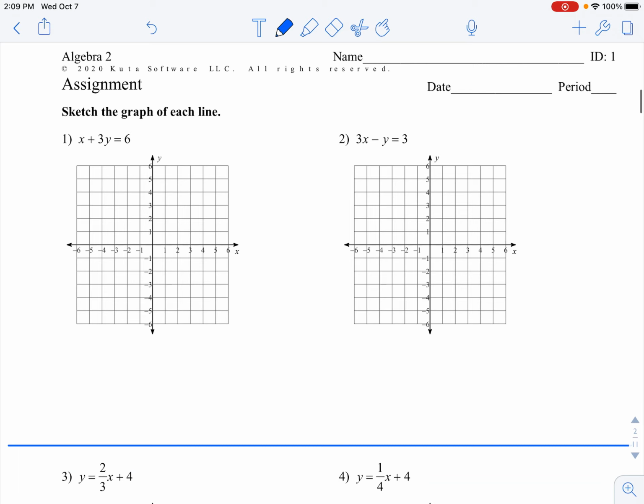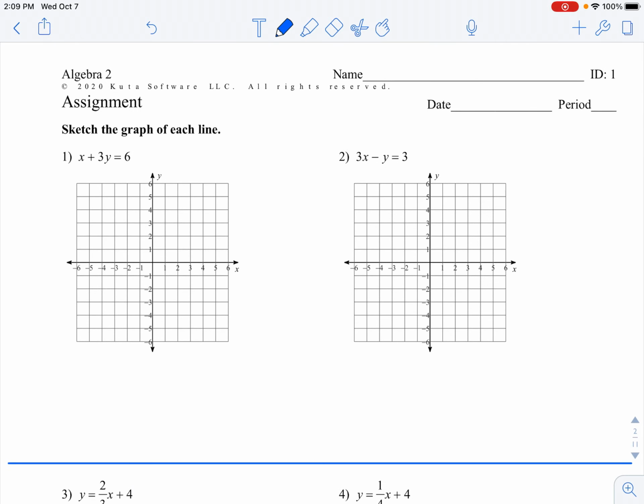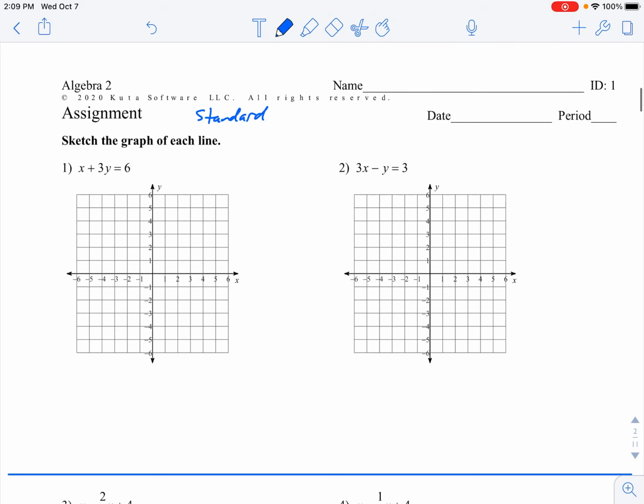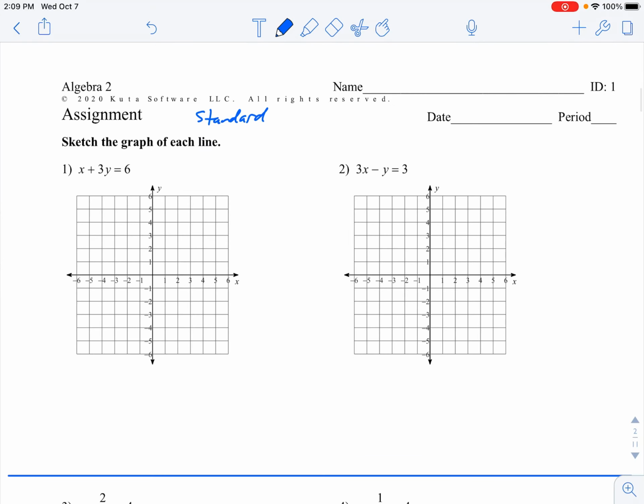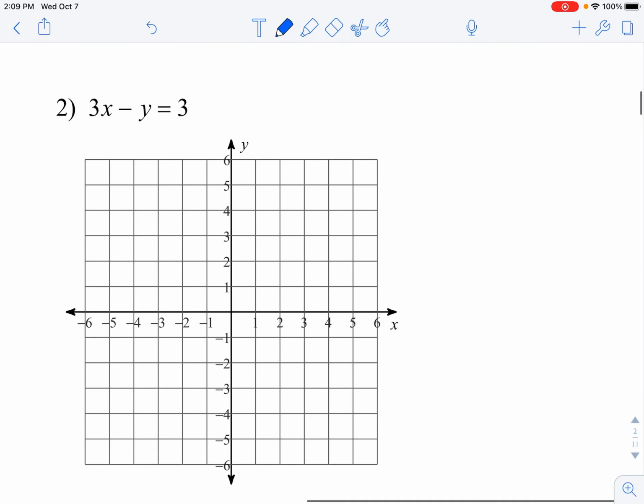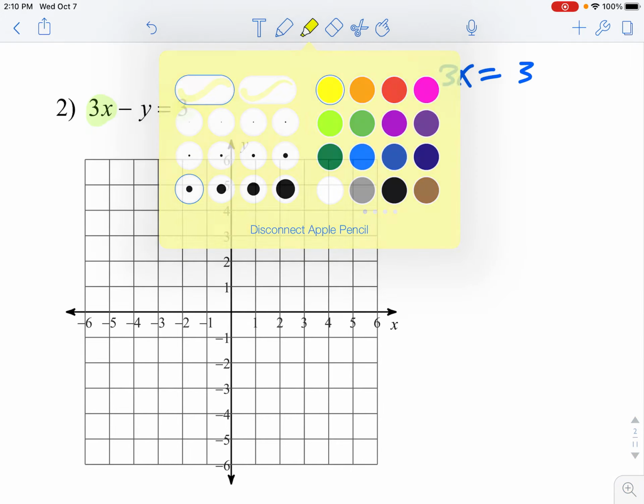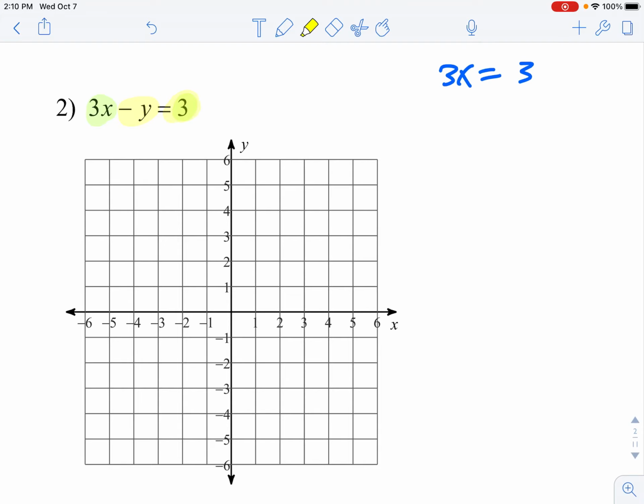Okay, so the first two problems are in standard form. So this is a throwback to what we did last week. And the method to graph these was called the intercepts method. I'll do number 2. Obviously, you're going to do number 1. So what you do is you take the x term, set it equal to the constant on the other side of the equal sign. And then you take the y term and set it equal to the constant on the other side of the equal sign and solve both of those.